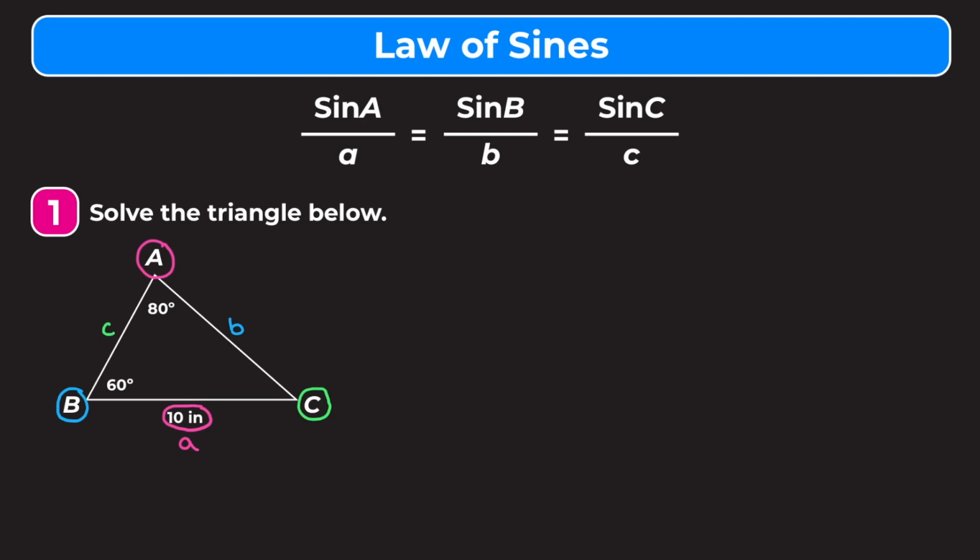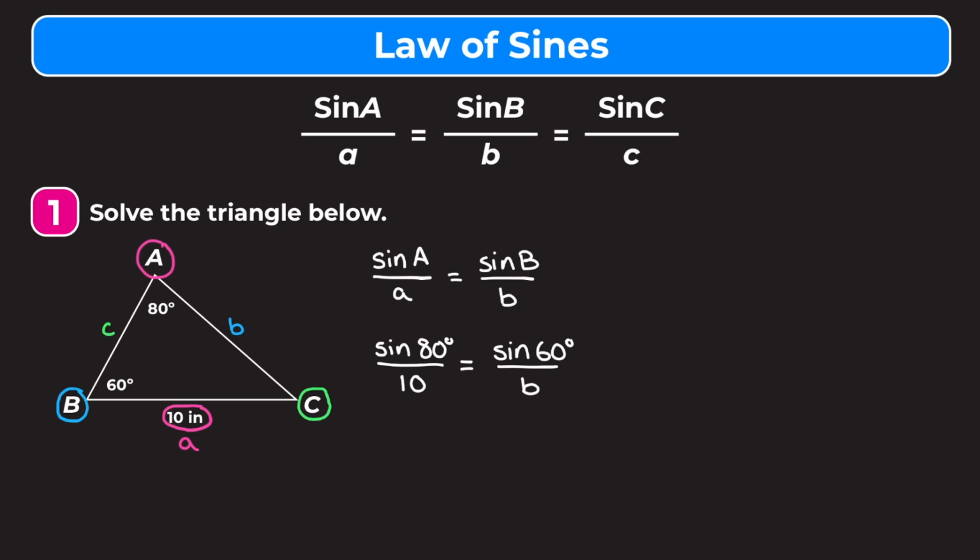Let's solve for side little b first. We're going to use this proportion that says the sine of angle A over the side a is equal to the sine of angle B over the side b. Now we're just going to plug in what we know. We know that angle A is 80 degrees, so we have the sine of 80 degrees over 10, since side a is 10 inches, is equal to the sine of angle B, which is 60 degrees, over little b. Now we have to solve for little b.